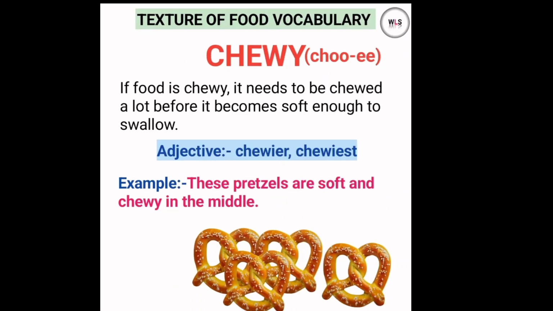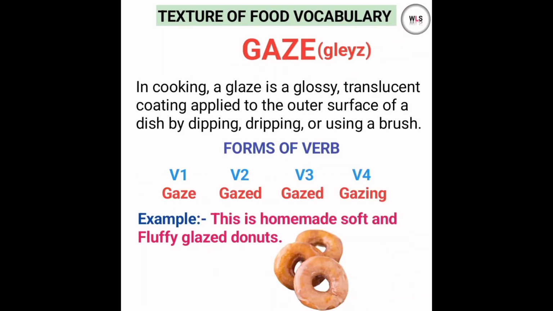Next is chewy. If food is chewy, it needs to be chewed a lot before it becomes soft enough to swallow. For example, these pretzels are soft and chewy in the middle. Next is glaze. In cooking, a glaze is a glossy, translucent coating applied to the outer surface of a dish by dipping, dripping, or using a brush. For example, this is homemade soft and fluffy glazed donuts.